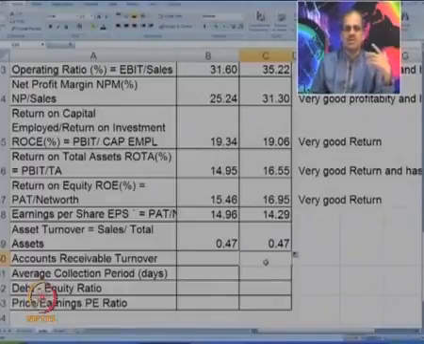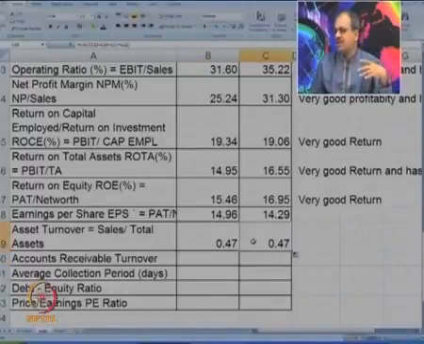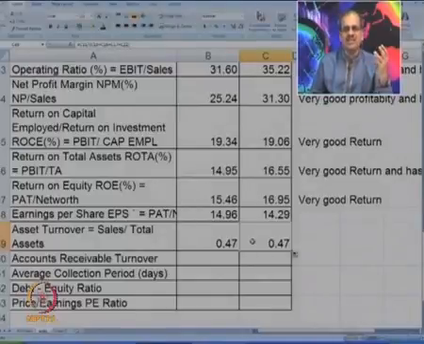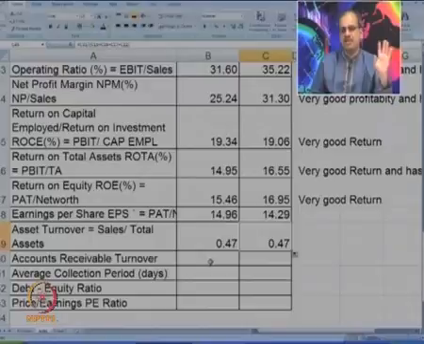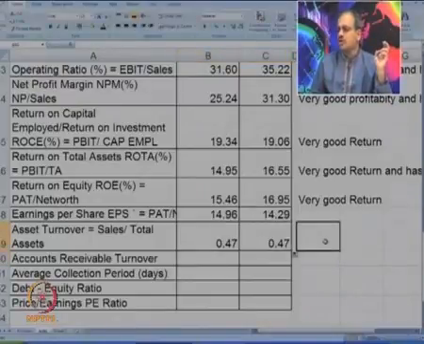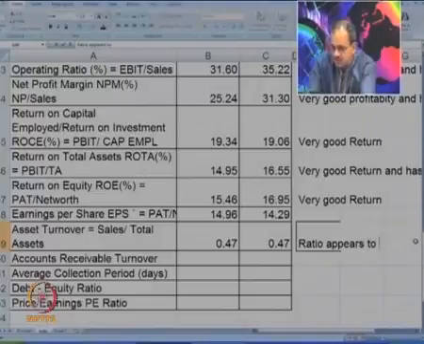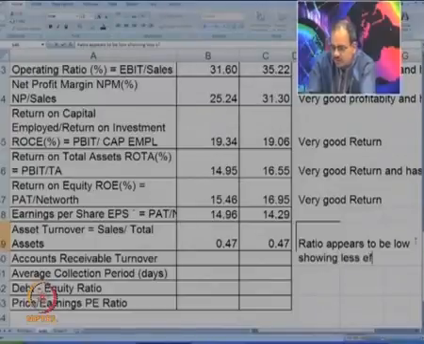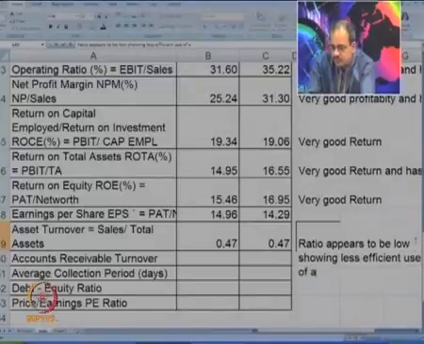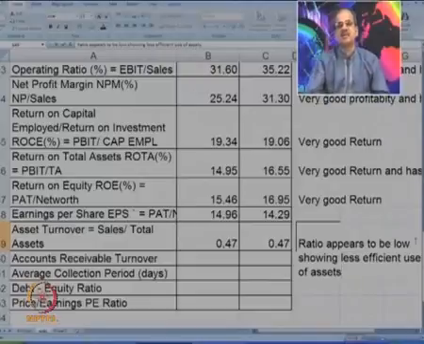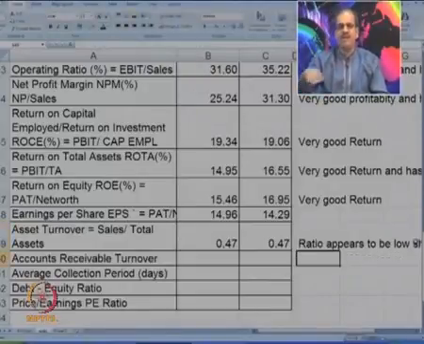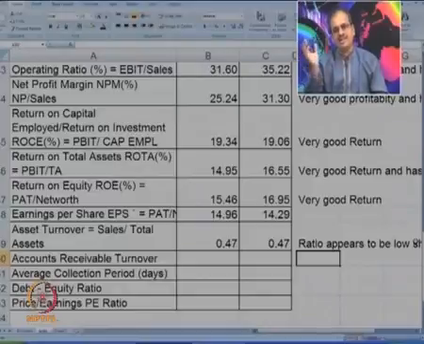In the current year also the same ratio is maintained, because again the sales have increased in the same proportion as assets, so we get the same ratio. So, it is not really a very good ratio. We will say the ratio appears to be low, showing less efficient use of assets. If the ratio is more, it would have meant that there is more efficient use of assets.